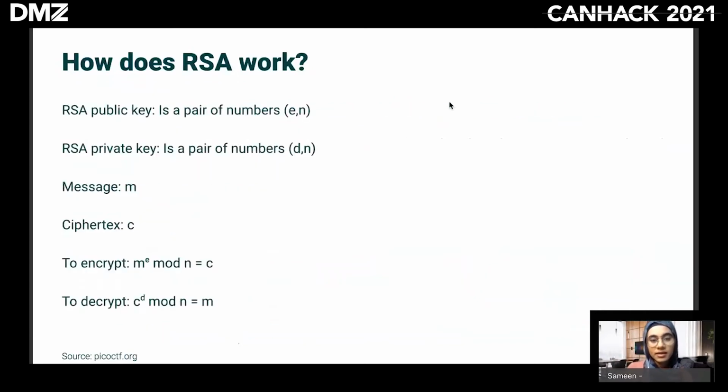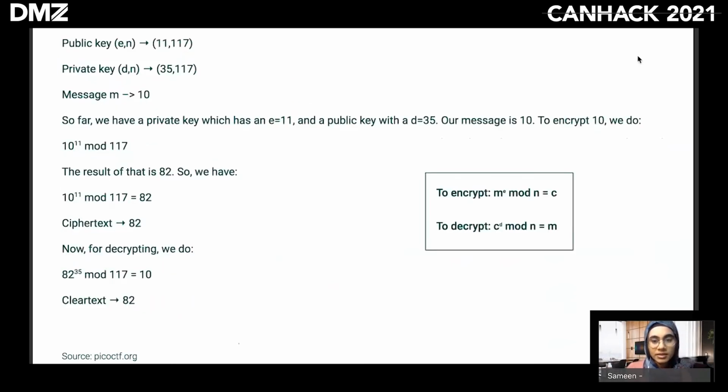So let's do a mathematical example. We have a public key, a pair of numbers e and n, and we have a private key, which is a pair of numbers d and n. We have your message, we have your ciphertext. To encrypt the message, you're going to take that message, raise it to the power of e, and then do modulus n, and you're going to get your ciphertext. To decrypt and get back the original message, you're going to take the ciphertext, raise it to the power of d, which is your private key, modulo n, and you're going to get the message. So let's take a look at this example.